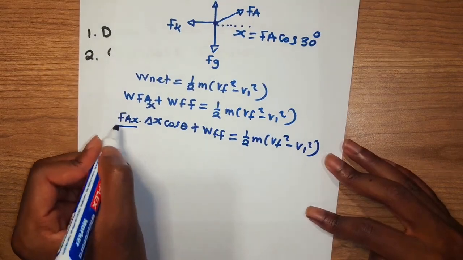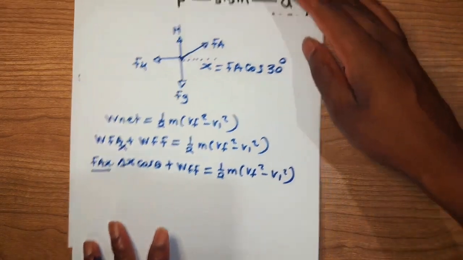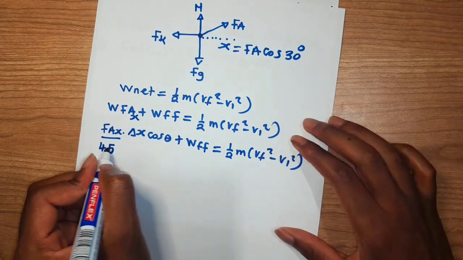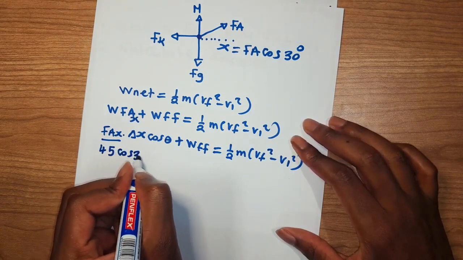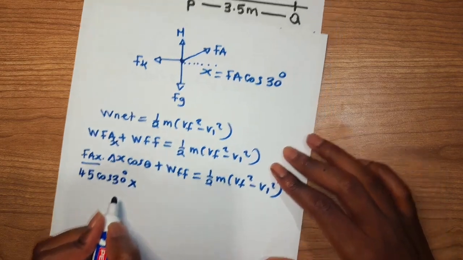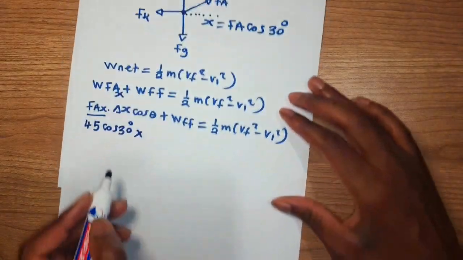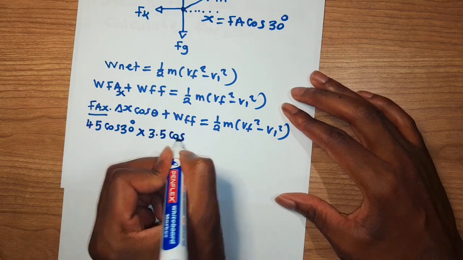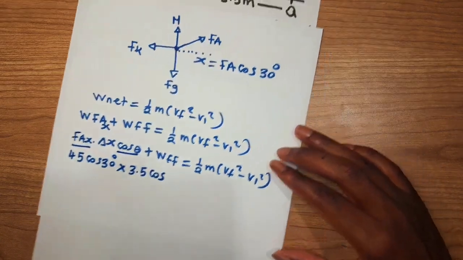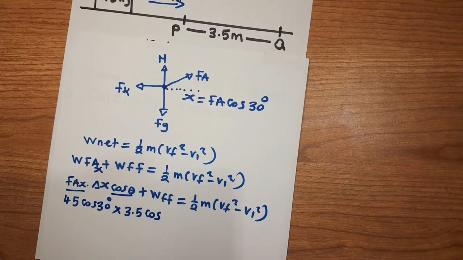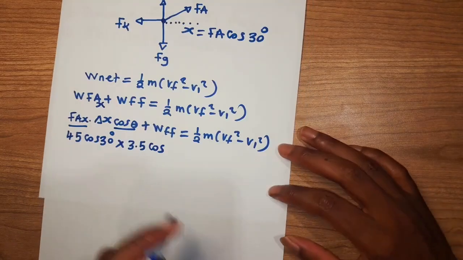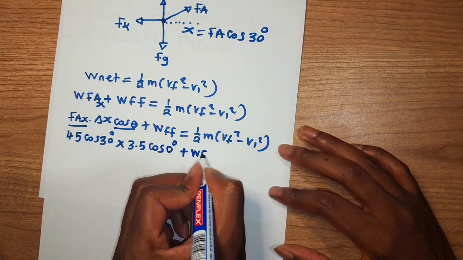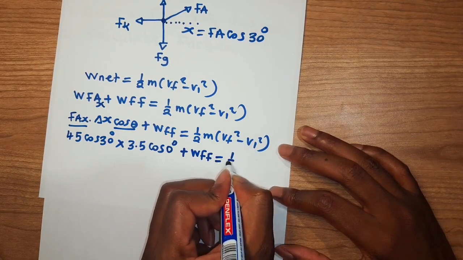So what is the force applied in the X direction? Well, the force applied is 45 newtons, and we're going to have the cos of 30 degrees times the change in X. Our change in X is 3.5 meters. I'm going to have the 3.5 meters, and I'm going to have another cos, which comes with the formula. So this is moving in the positive direction. As we have seen in the previous video, this is going to be the cos of 0 degrees, plus the work done by frictional force equals 1 over 2.